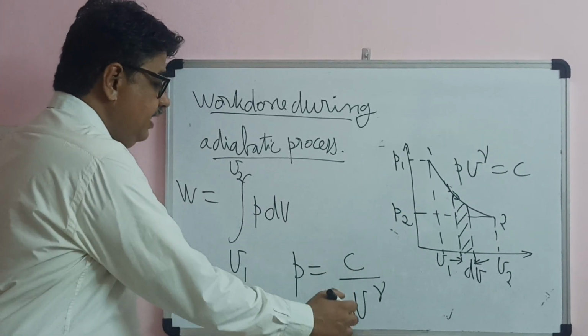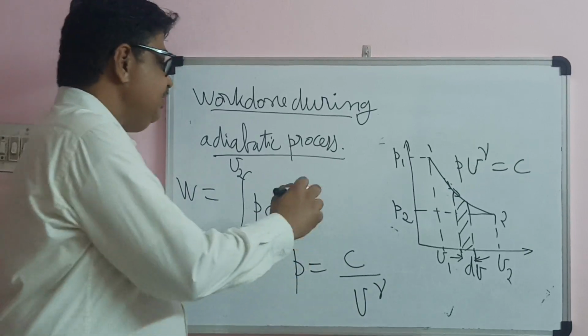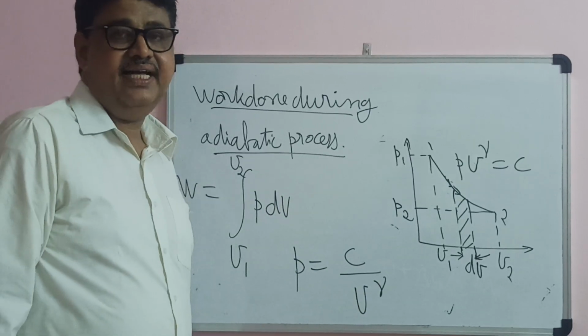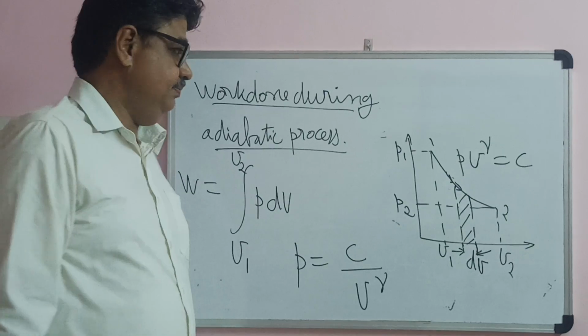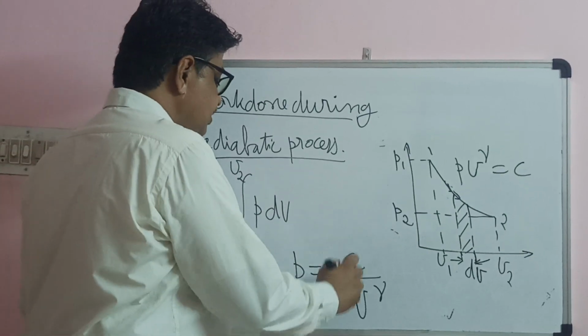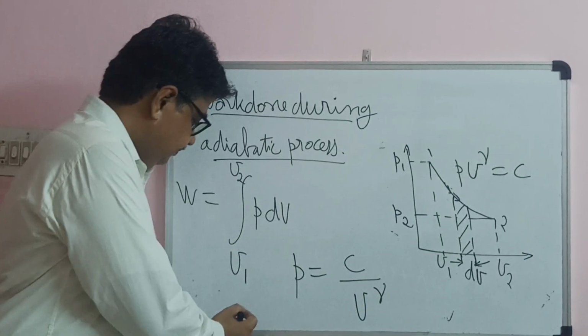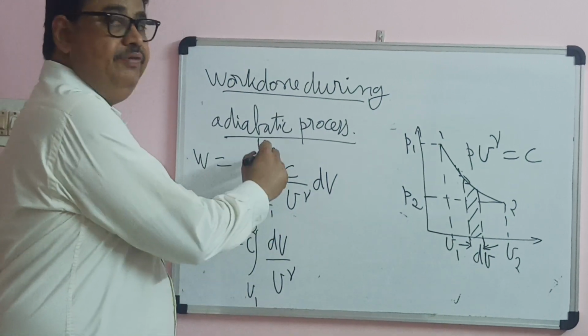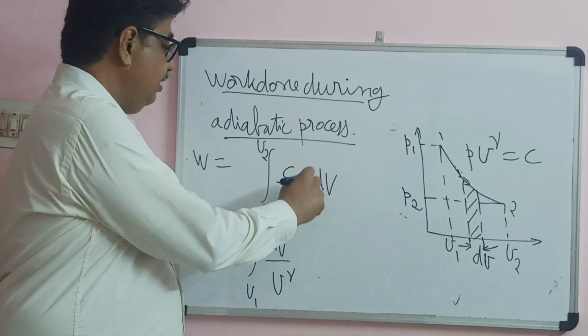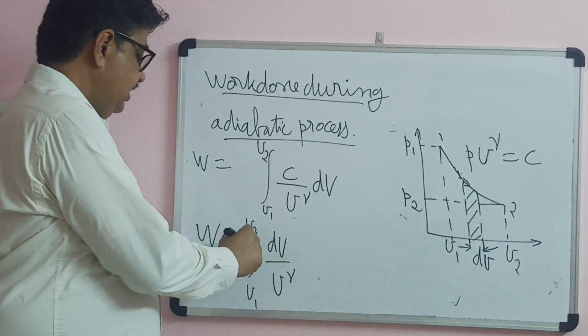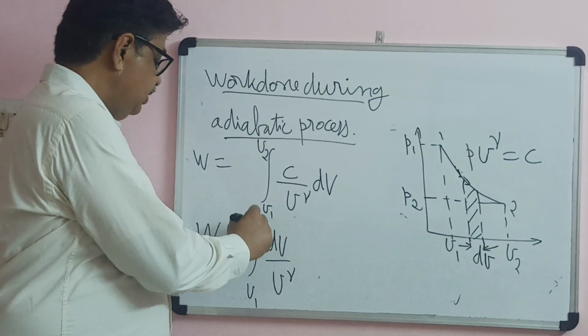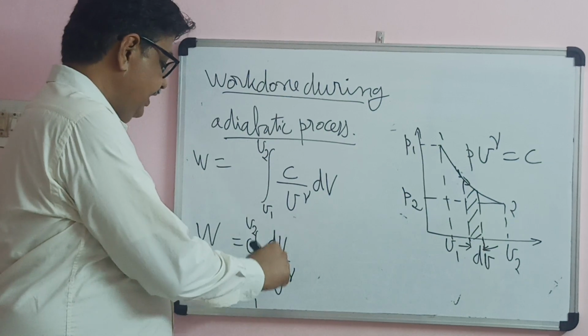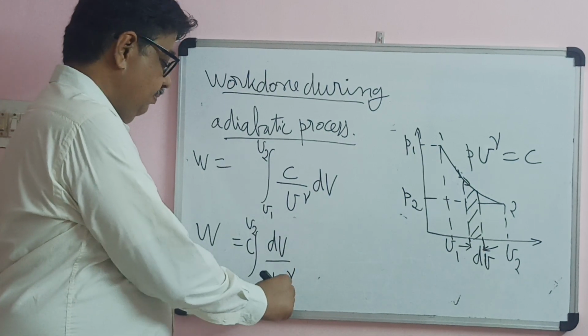P is equal to C by V power gamma. Gamma is the ratio of specific heat capacities of the gas, gamma equal to Cp divided by Cv. So P is equal to C by V power gamma. During adiabatic process, W is equal to integral V1 to V2 C divided by V power gamma dV. C is constant. So C into integral V1 to V2 dV divided by V power gamma.